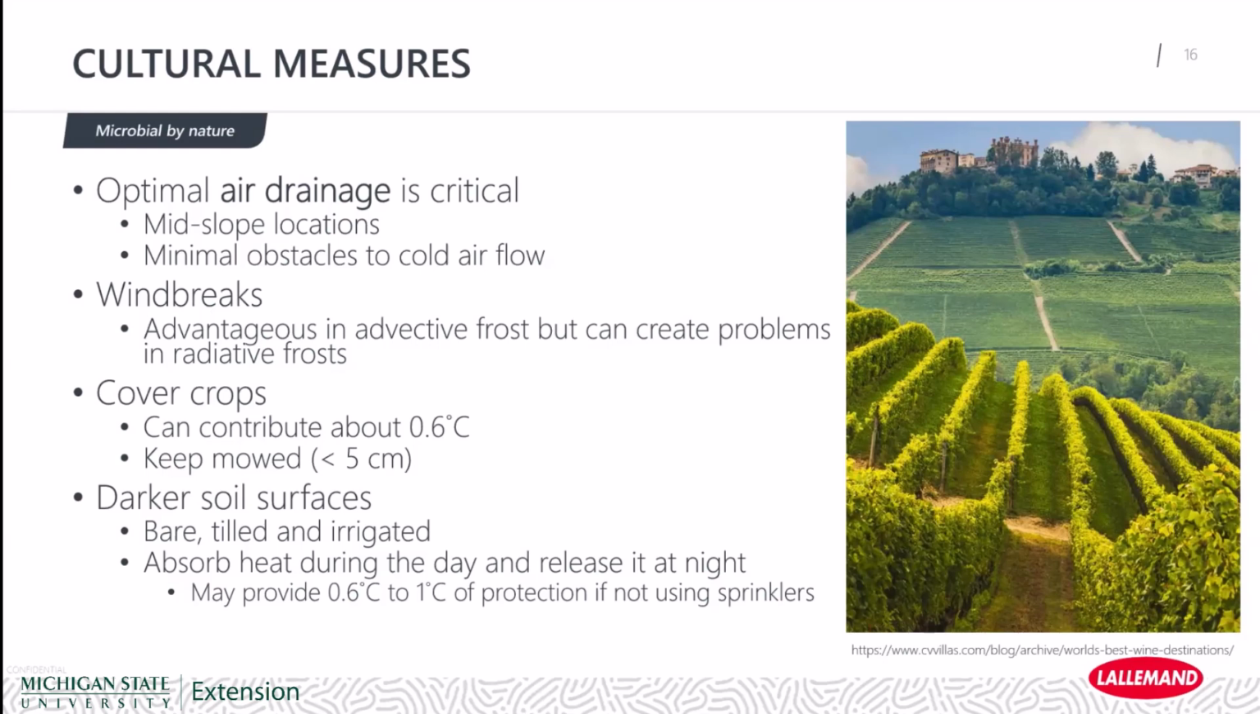The next one is cover crops. So soil that has cover crops can actually contribute about 0.6 Celsius of heat as long as they are kept mowed and fairly short. So you want your cover crop to be low and away from your vine or your developing fruit so that the cold air will stick low to the ground with the cover crop rather than up towards your fruit. And the last one is really a darker soil surface.